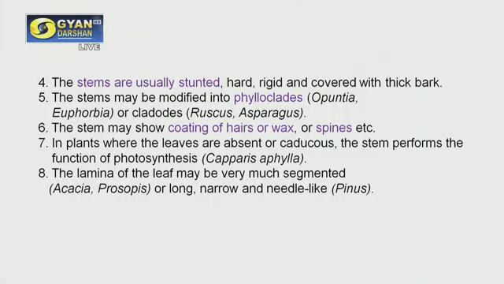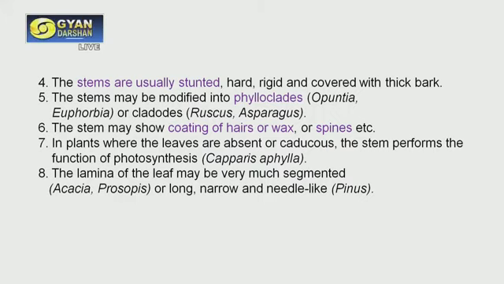Stems are stunted, hard, rigid. If you compare the proportion of the root and stem, then you will see the root is longer. The stem is stunted or retarded in growth. Shorter plants. And the stem may be modified into certain leaf-like structures which are called phylloclads, like you find in Opuntia, or cladodes like you find in asparagus. Stems may show a coating of hairs or waxes, or the stems may be reduced to spines.